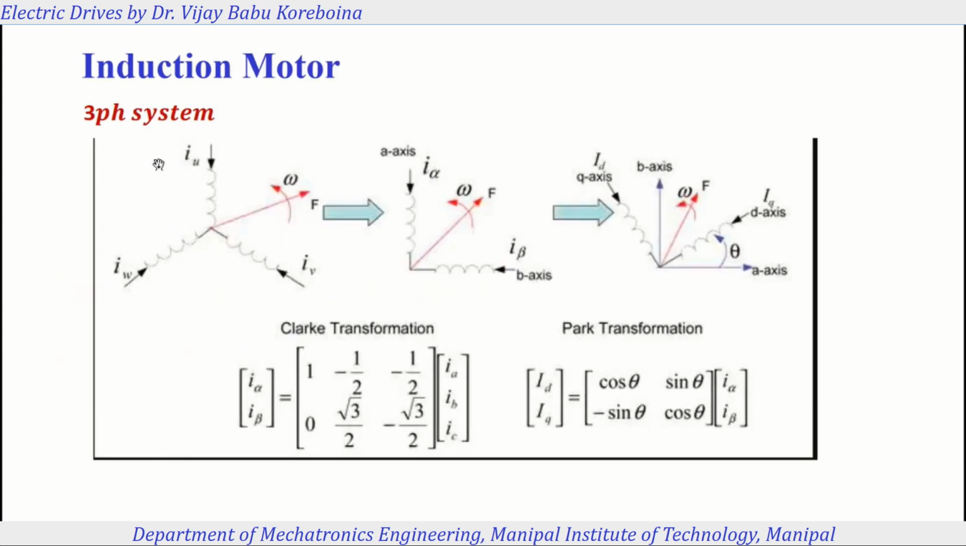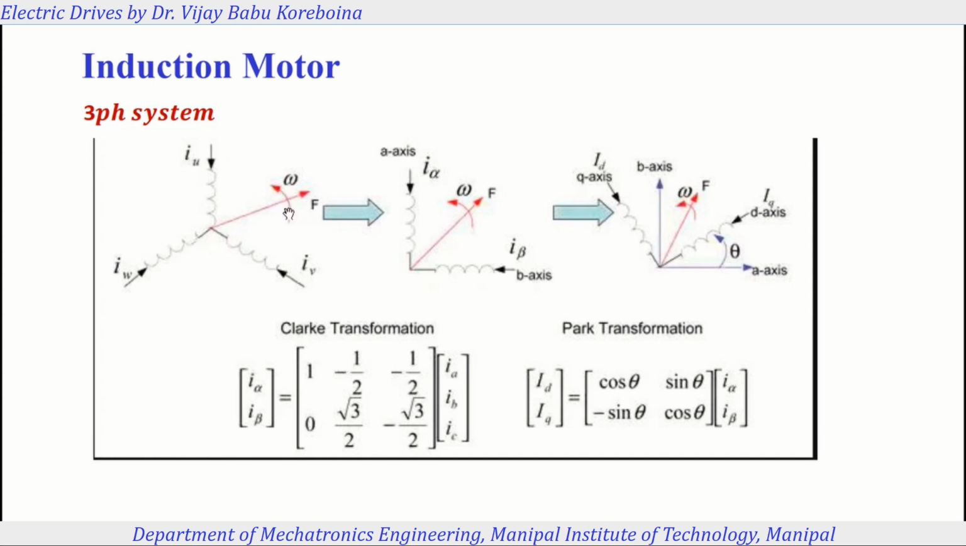So let us understand the induction motor. There are three-phase windings and I'm giving three-phase currents. These three-phase currents can result in a resultant one, and I already told you about the rotating magnetic field. So the three-phase system will have a resultant vector. Keep that in mind: the resultant vector will be rotating.